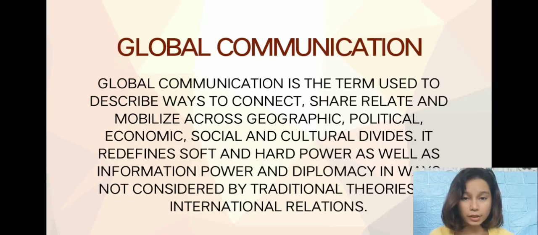Second is global communication. The term global communication refers to the methods of mobilization, sharing, and connection across political, economic, social, and cultural barriers in ways that conventional theories of language relations have not taken into account. It redefines soft and hard power as well as information power and diplomacy. Global communication is a function of system integration, or interaction between individuals away from each other in time or space or both.